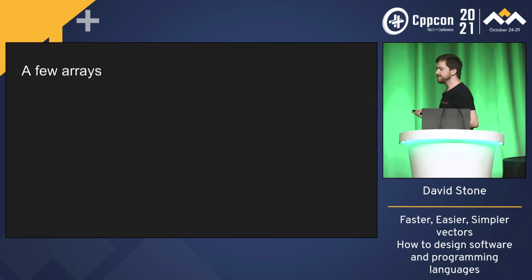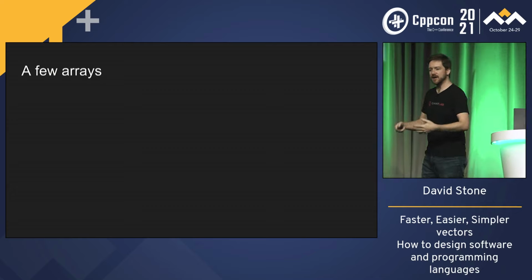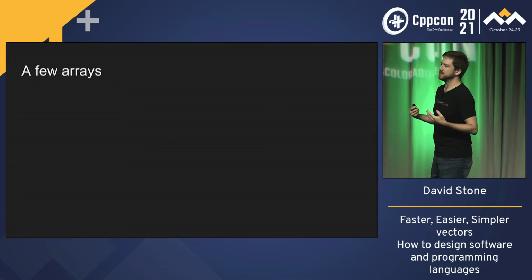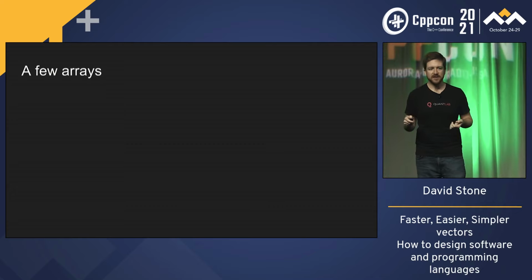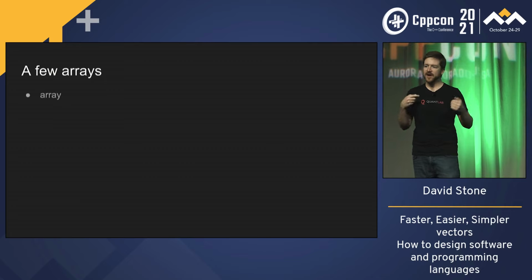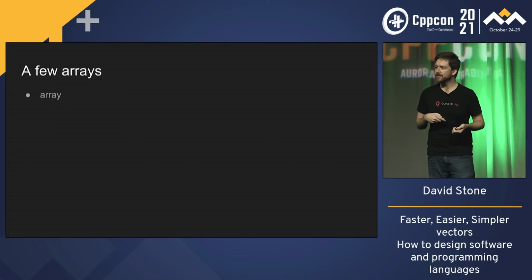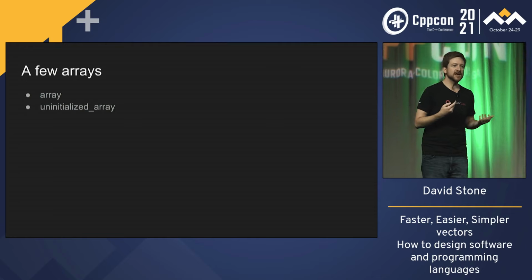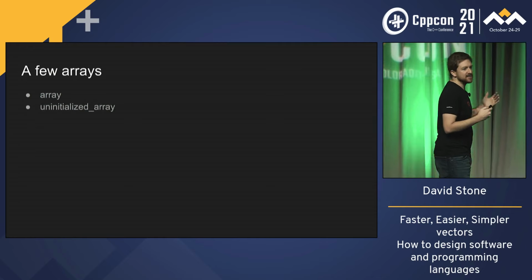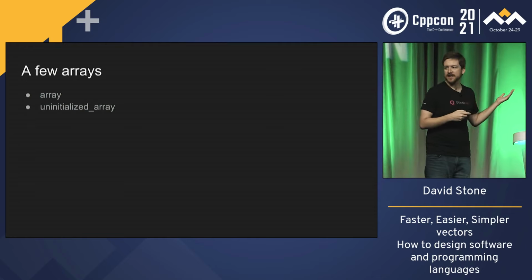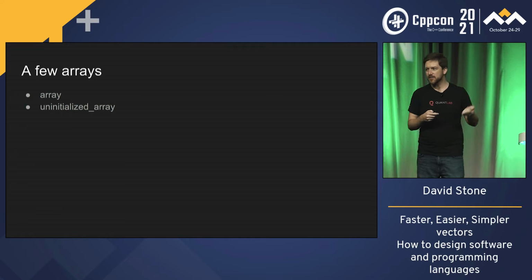So I want to go a little specific, kind of ground this in reality a bit. There are a few different types of arrays that I want to talk about in this presentation. There's just array. That's the one we all know and love. And then there's uninitialized array. I go into detail on that in my presentation yesterday on static vector. So once the videos are up, you can watch it there.